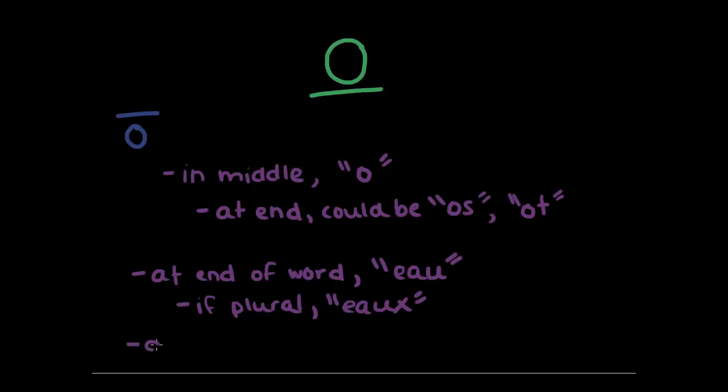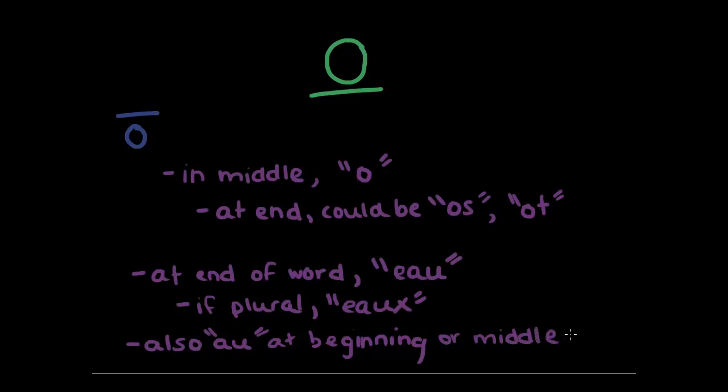Another thing also, AU, at the beginning or middle, not really at the end. At the end, it's either going to be EAU or OS and OT most of the time. So it's really down to those three, and it's going to be EAU most of the time. In the middle, it's going to be an O or an AU, and I would suggest going with an O if you have no idea at all, because that's more likely. And at the beginning, it can be an AU most of the time.